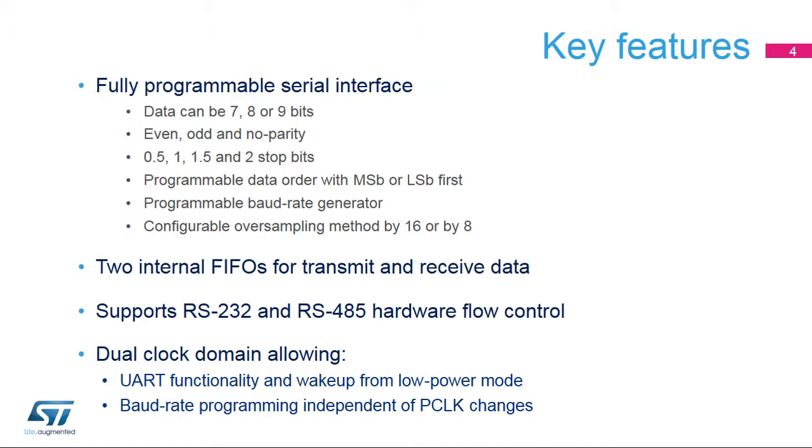Several error flags can be generated. The Overrun Error flag is set when an overrun error occurs. The Parity Error flag is set when a parity error occurs. The Framing Error flag is set when a framing error occurs. The Noise Error flag is set when noise is detected on the received frame. The Auto Baud Rate Error flag is set when the baud rate measurement failed. The Underrun Error flag is set when an underrun error occurs in synchronous slave mode.